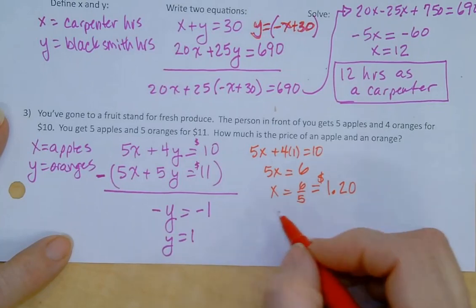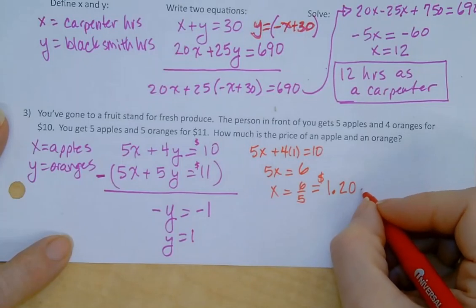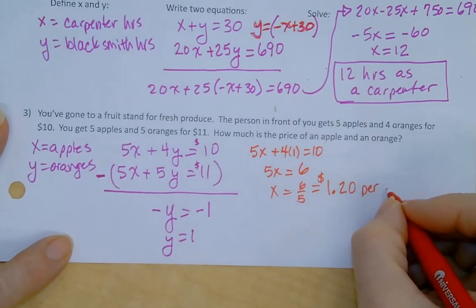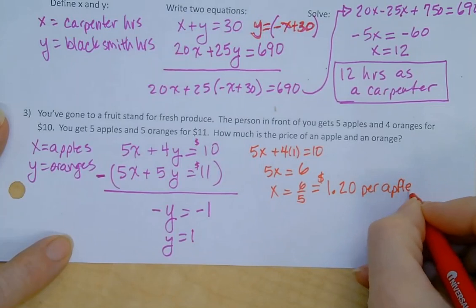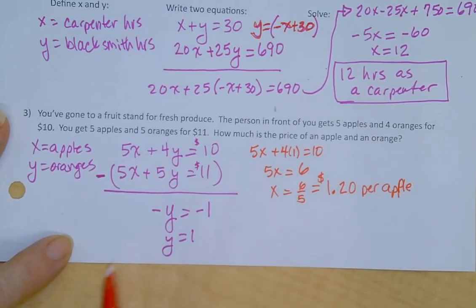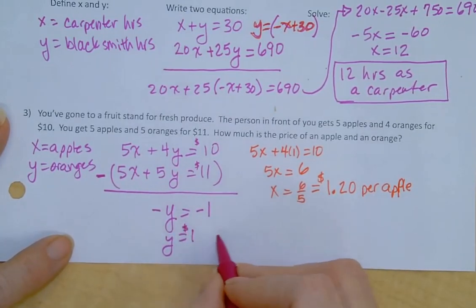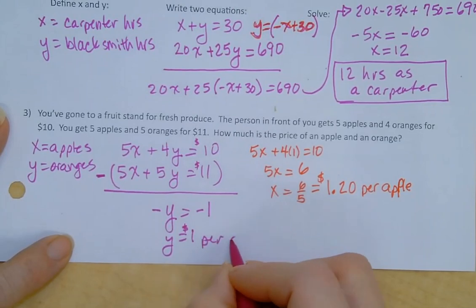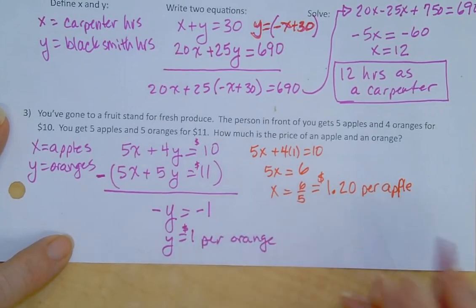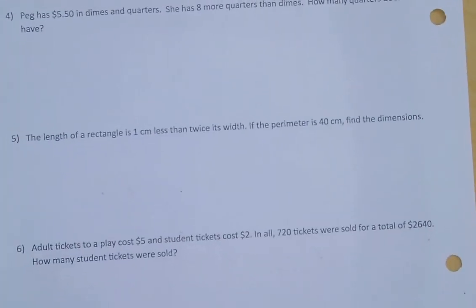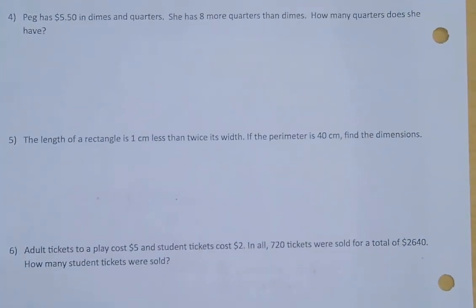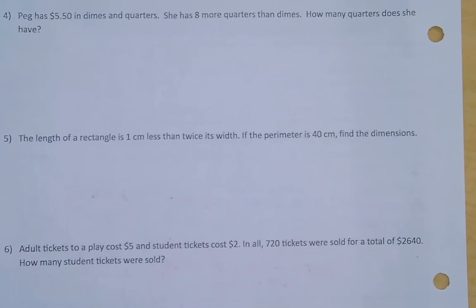Okay, so if x is apples, I'm going to say $1.20 per apple. Let's pretend I wrote that in the normal spot, and we're going to say $1 per orange. Okay, so more of these problems. And again, try these on your own and come back and check to see if you've set it up the right way, or check to see if you got the answer correct.